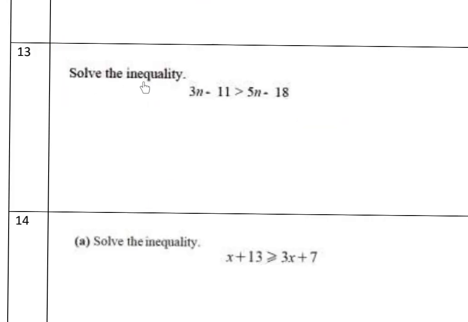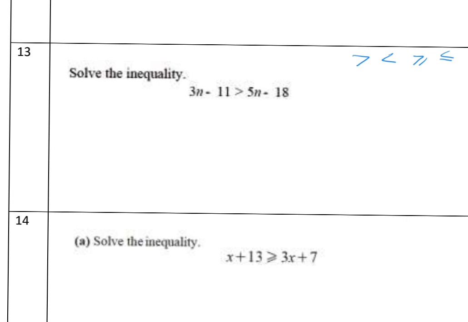Now if we have inequality like that one, number 13, if we have inequality 3n minus 11 more than 5n minus 18. Inequality, so we don't have equal, we have more than, less than, more than or equal, less than or equal. So inequality, we have these signs. We solve as the same like equation, but we have one difference. What is the difference when you solve inequalities and solve equation?